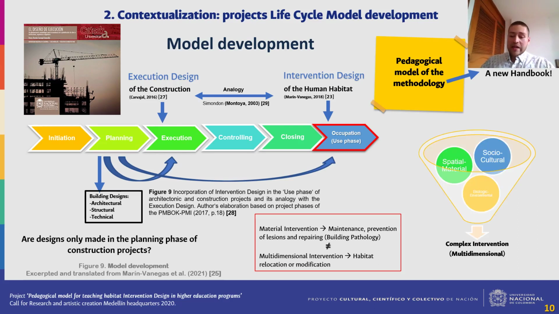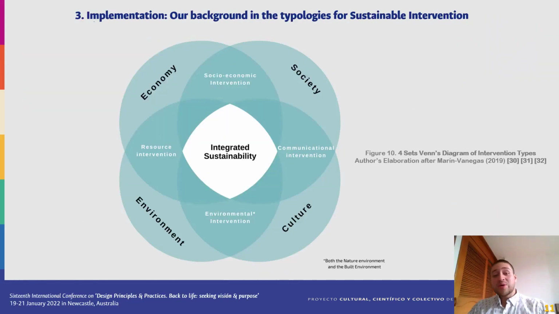And we have that there are 6 different dimensions, but they can be summarized as 3 couples: spatial and material, sociocultural, and biologic and environmental, to converge in the complex or multidimensional intervention. So here we have our last section of implementation before showing our outcomes. So here is our background and antecedents in the typologies for sustainable intervention.